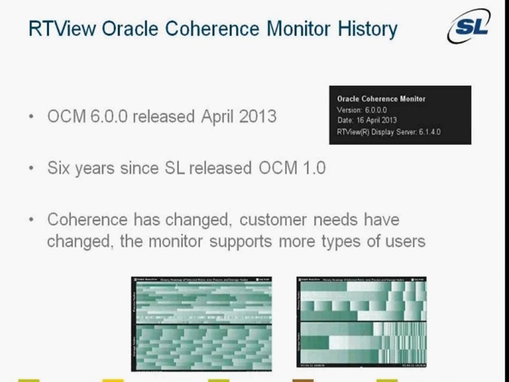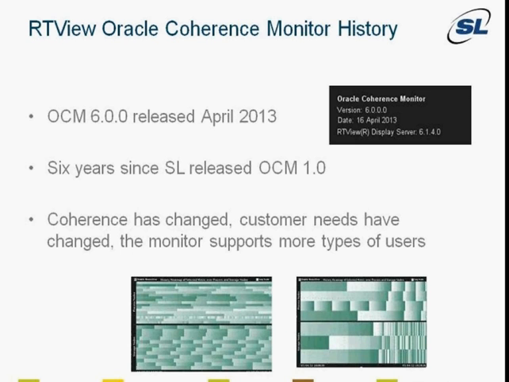6.0.0 this month. Back in 2007, we released OCM 1.0. So it's been 6 years now, quite a while, and Everett and I have been working on this monitor together since 2006, so that's more than 6 years. It's really been a great, enjoyable experience for us. We've learned a lot about coherence. It always keeps our interest because coherence has changed a lot in 6 years.